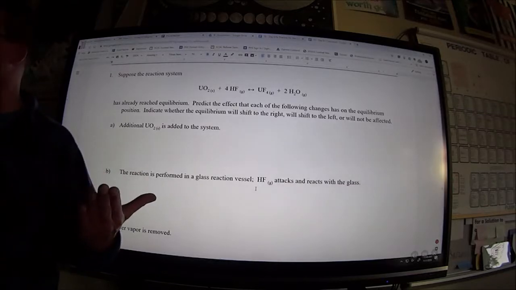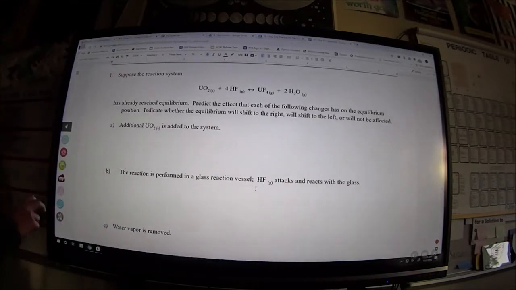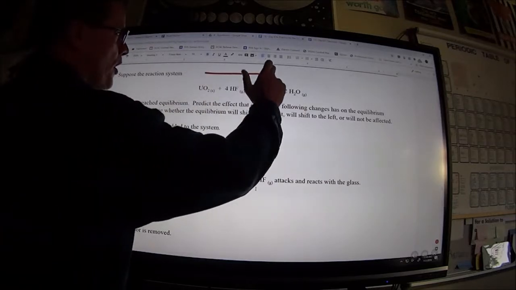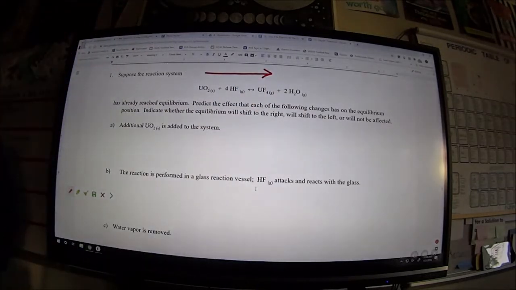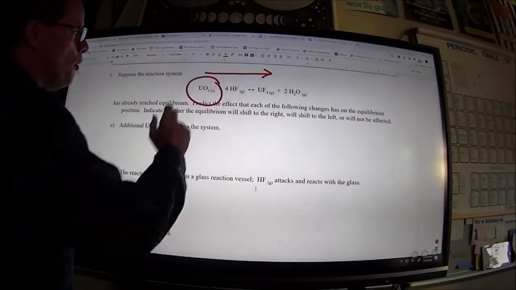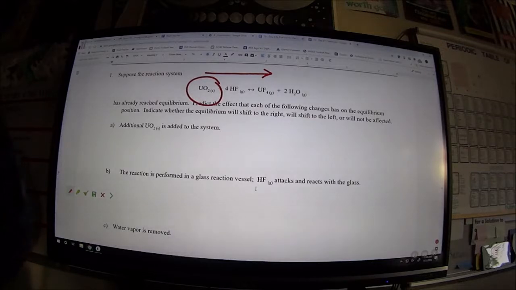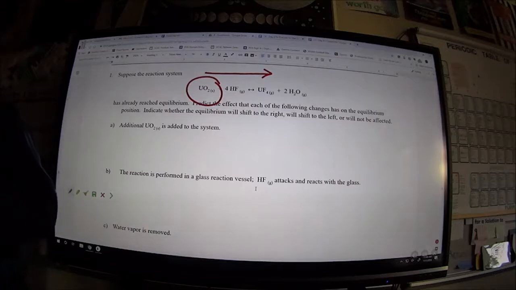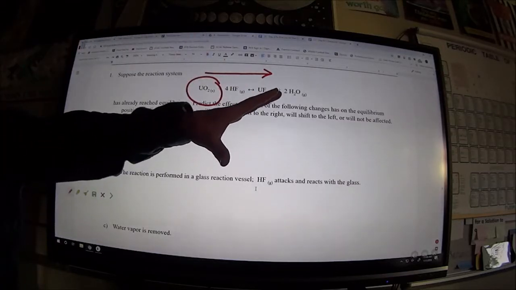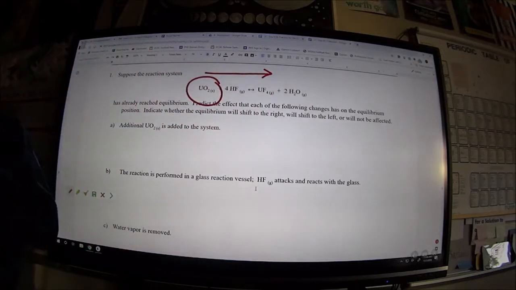Shift to the right? Okay, so what I'm hearing is that we are shifting to the right when we add more of the UO2. Savannah, do you agree with that? Elizabeth? Shaking of the head. So, here's the thing. Remember that when we add more stuff, it shifts away from the addition and toward the removal.